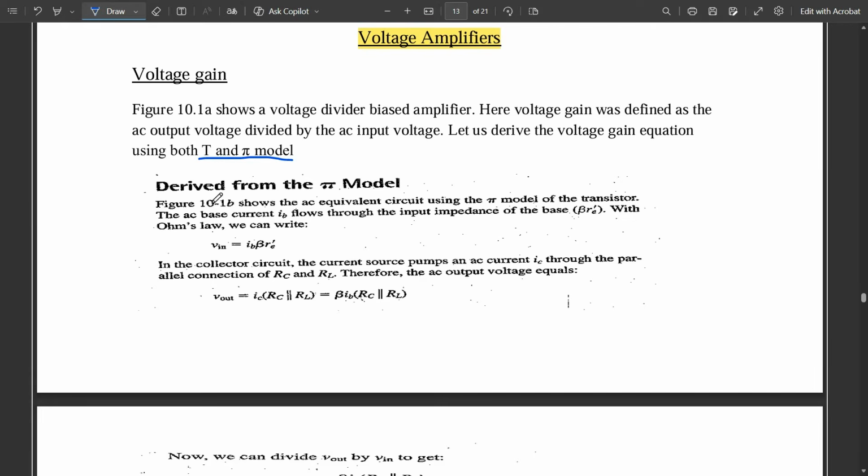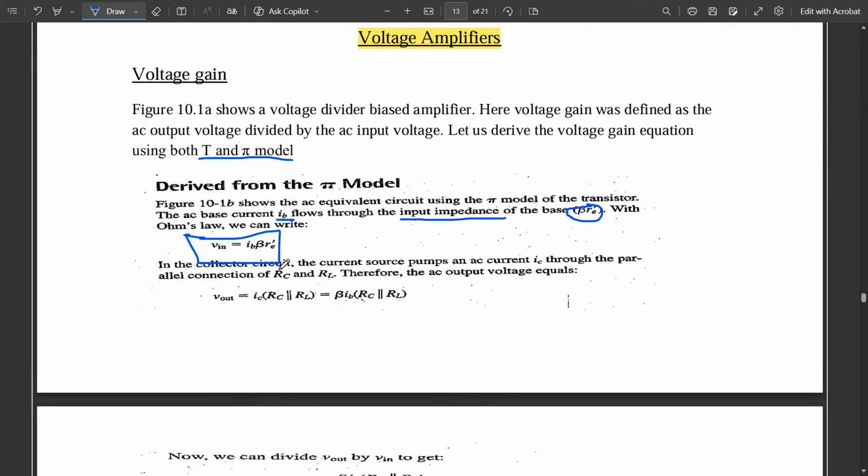Okay, so figure 10.1b, which I already discussed, that is the pi model circuit, shows the AC equivalent circuit using the pi model of the transistor. The AC base current IB flows through the input impedance of the base, that is given in terms of beta RE dash. Okay, so according to Ohm's law, V is equal to I into R, and in this case the input voltage V in is equal to the current flowing through this impedance, which is IB, times the input impedance, which is beta into RE dash. Okay, so V in is equal to IB into beta RE dash.